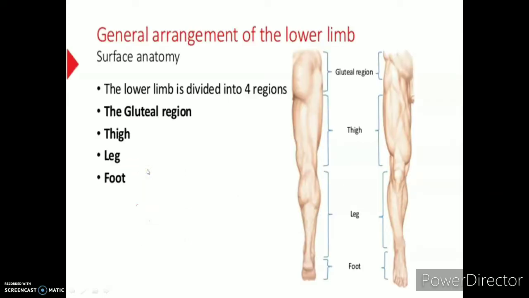The general arrangement of the lower limb is known as the surface anatomy. The lower limb is divided into four regions: gluteal region, thigh, leg, and foot. Here you can see in the picture, this is your gluteal region. You have learned about it already in the muscular system, right? This is your thigh and leg, and this is the foot. Together we can call it the lower limb.